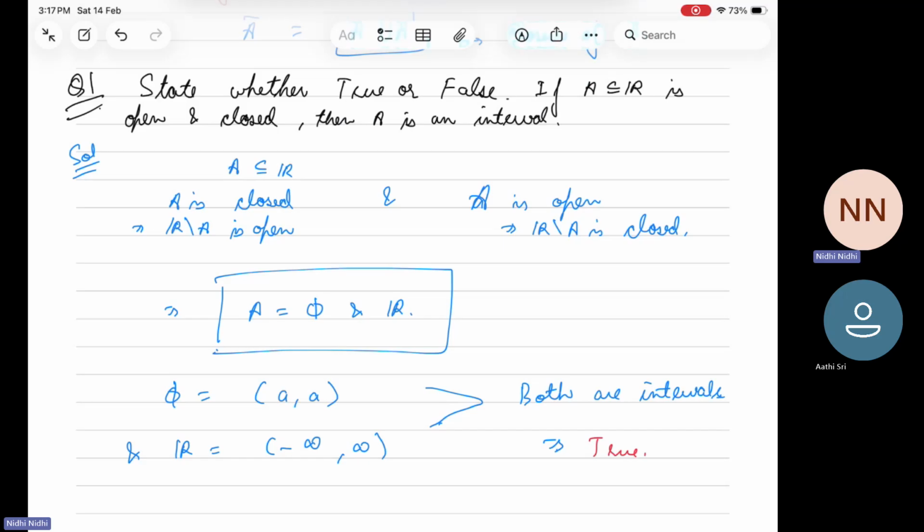I hope this is fine. So basically, the main idea is the fact that only two sets in the set of real numbers are such that they are open as well as closed at the same time, and they are the empty set and the whole set of real numbers. Both of them are obviously intervals. Therefore, the given statement is true.